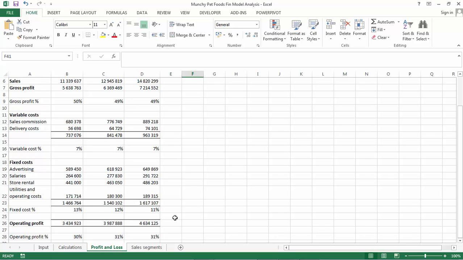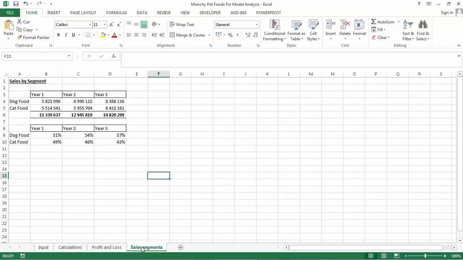Then if we take everything into consideration and look at our gross profit changes, our variable cost percentage, which is remaining constant, and our fixed cost percentage, which is declining, we can say that we've got a model which makes sense to us. We can explain the changes.